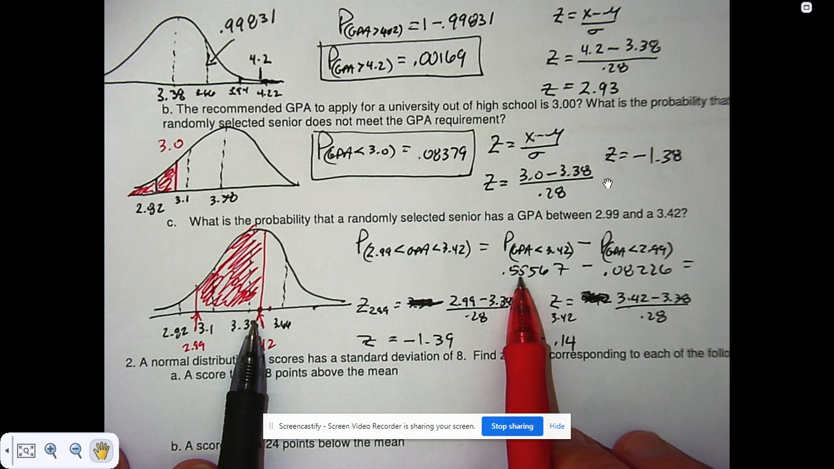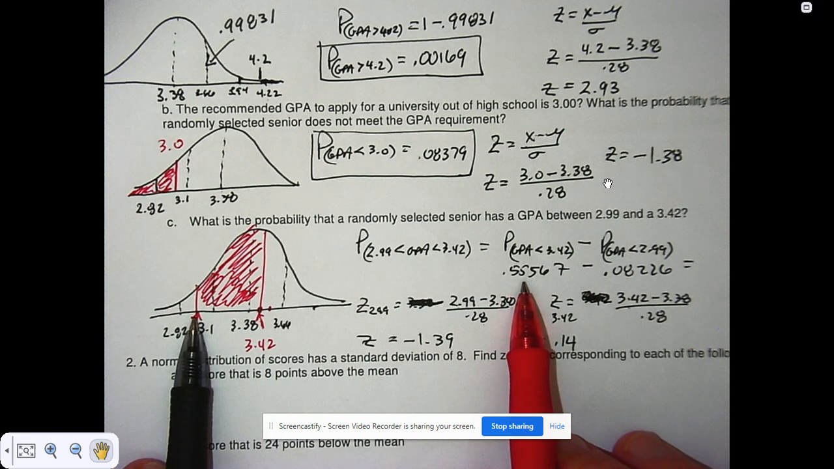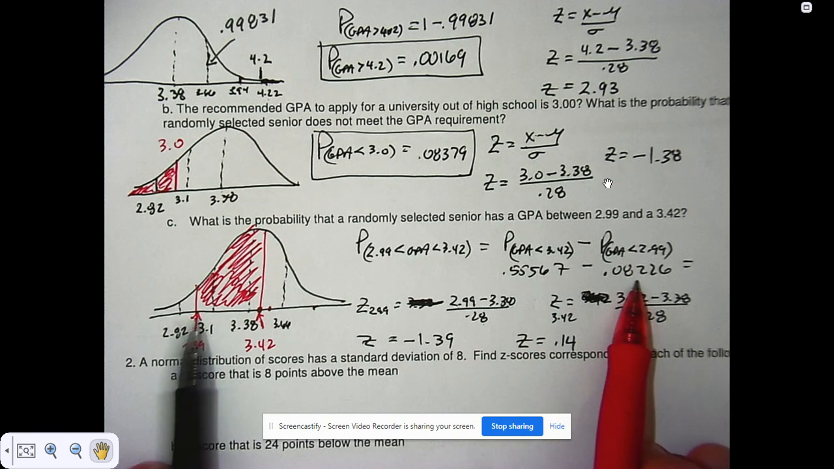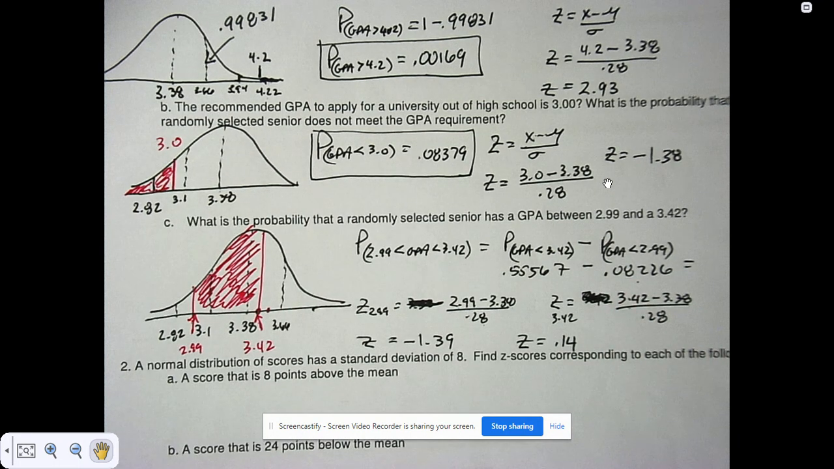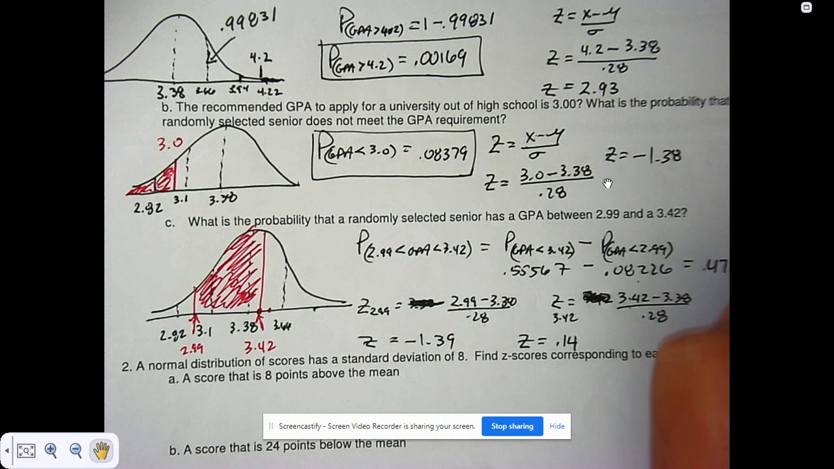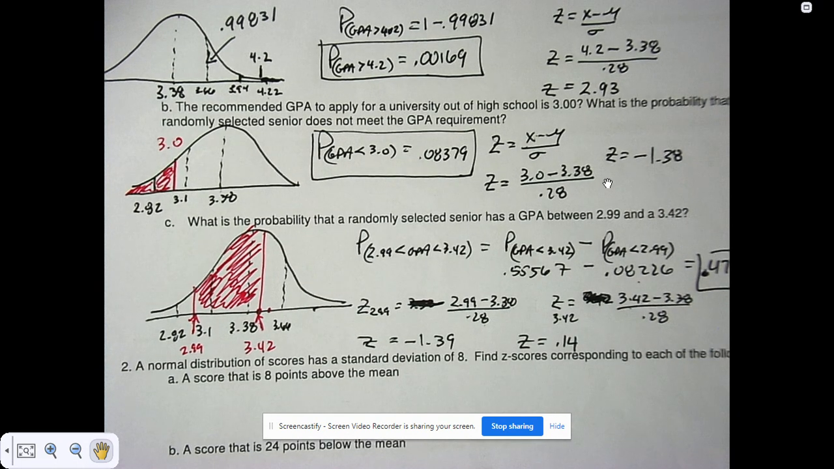And then the 0.08226, well, it's from this point to the left. So that's 8% of the curve. Okay? So to get what's just in the red, subtract the 2, and looks like 0.47341. So the probability is 0.47. That means 47.3% of the curve is there in the red.